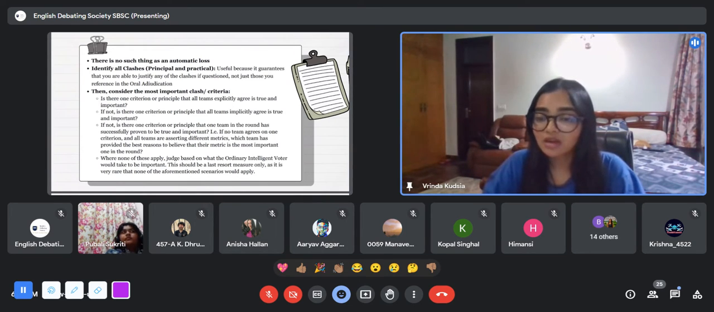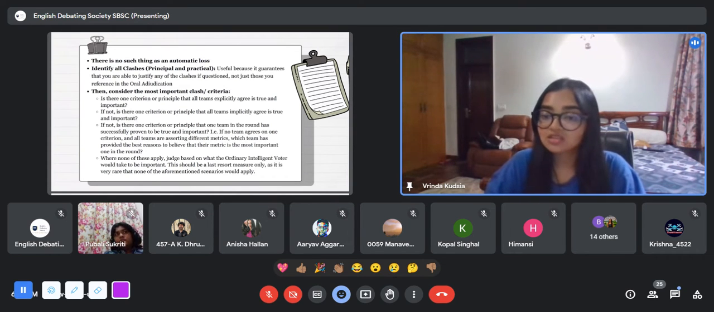Note that this also can apply for two criteria. If teams explicitly agree that both of these things are true and equally important, if it's an actor's motion and teams agree that both of these needs of the actors are true and equally important, then you can base it off this entire one, two, three, four thingy for those two criteria as well.